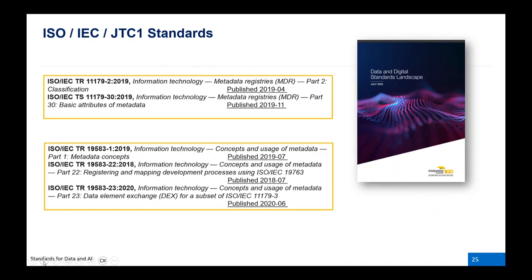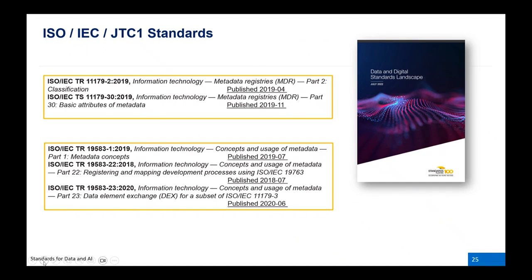So that's the 11179 series, -2-30 series, and they talk about metadata registries. They talk about the classification of metadata, how to think about all the different ways to think about metadata, and also basic attributes of metadata. And again, if you ever get into a conversation with anyone around metadata, you very, very quickly realize that you will certainly mean different things unless you're referring to an international standard.